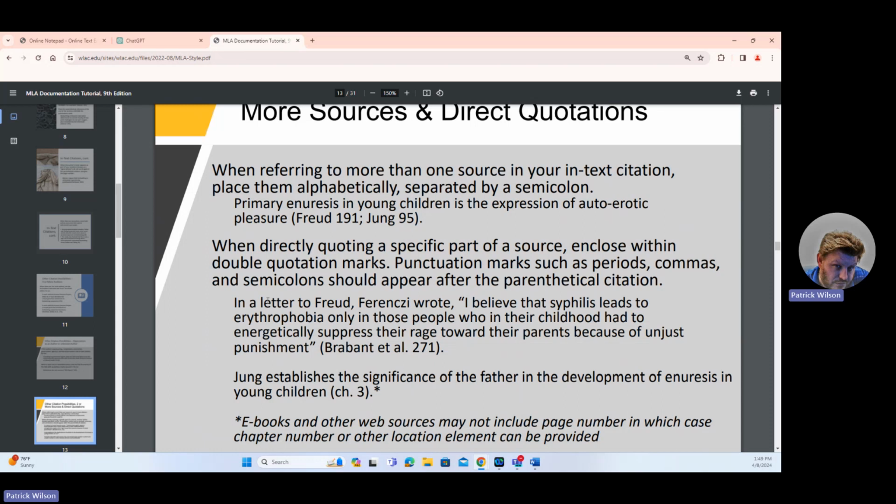As you can tell here, in a letter to Freud, Francia wrote, comma, and we get into our quotation. It's less than 3 lines, because we'll talk a little bit about that. If you quote more than 3 lines, basically 4 lines or more, you're going to have to do what they call a block quote. And here we have this particular citation with the particular author's last name. It comes from a source that has multiple authors. And then again, we have the page number at the end.